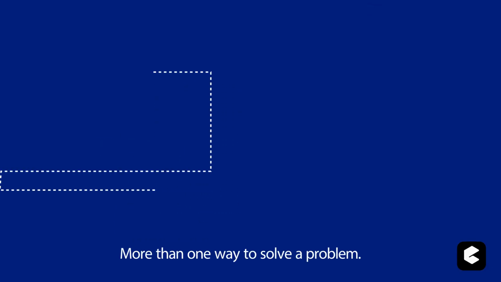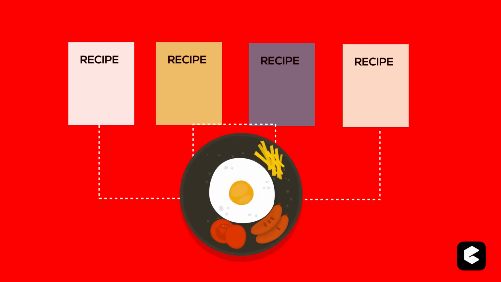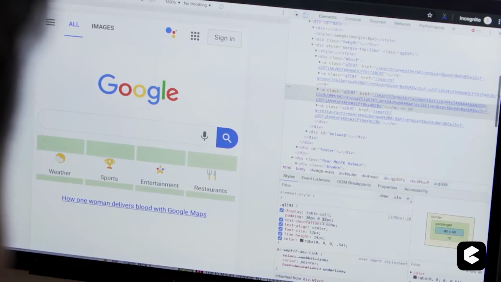There is usually more than one way to solve a problem. There may be many different recipes to make a certain dish that look different but end up tasting the same when all is said and done. The same is true for algorithms.